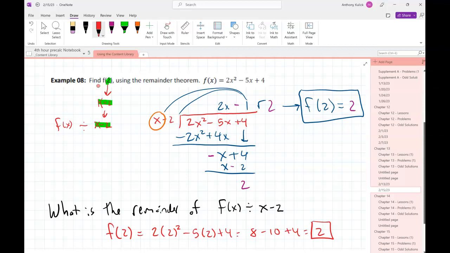Everybody okay with what we did there? So again, you can use that theorem kind of going either direction.